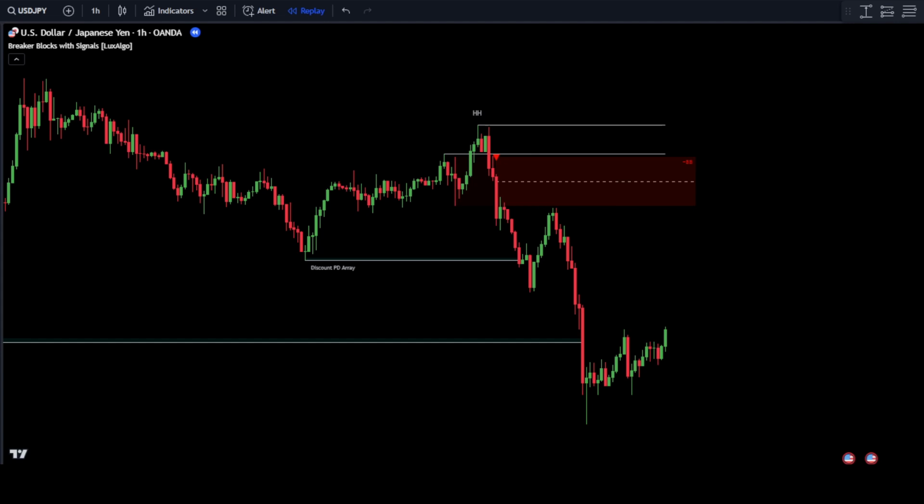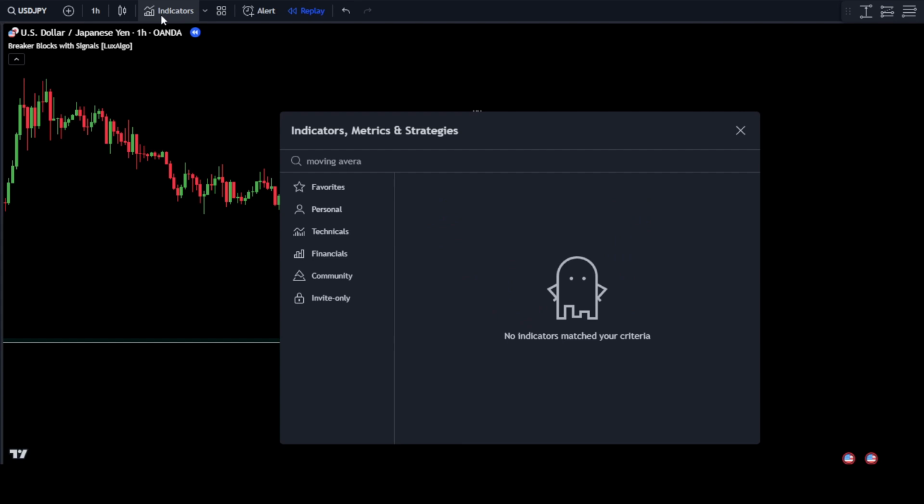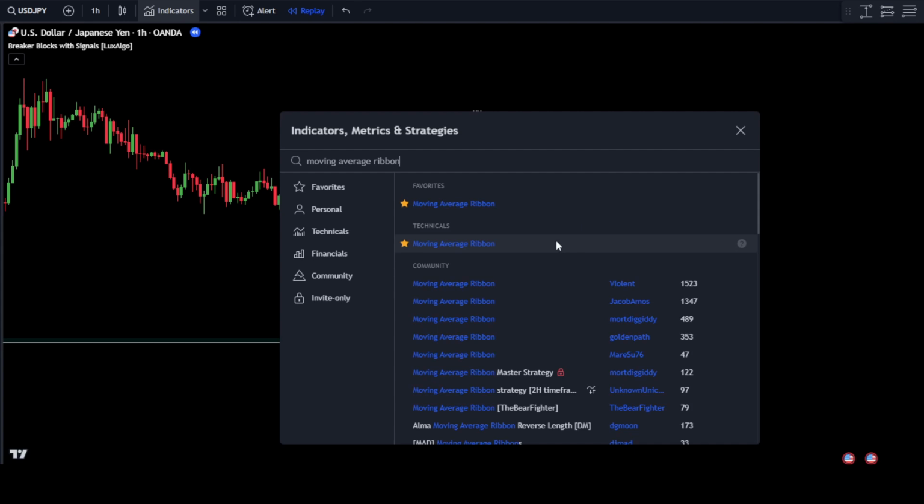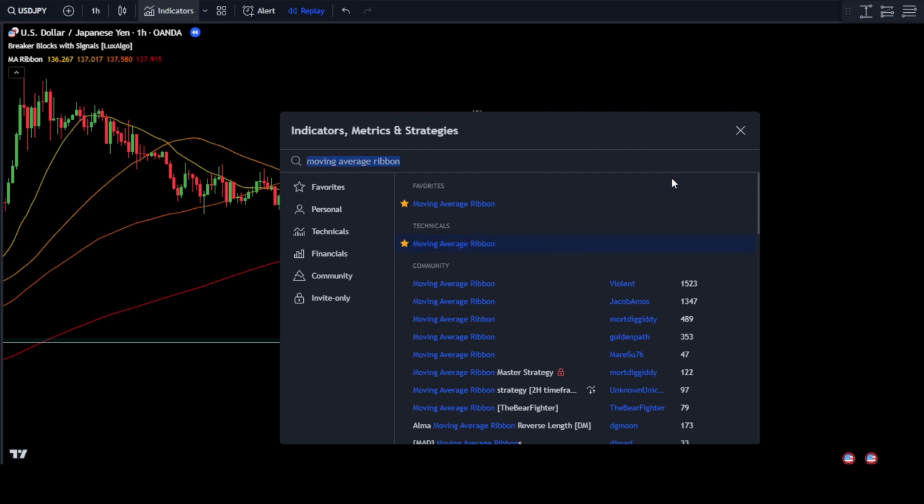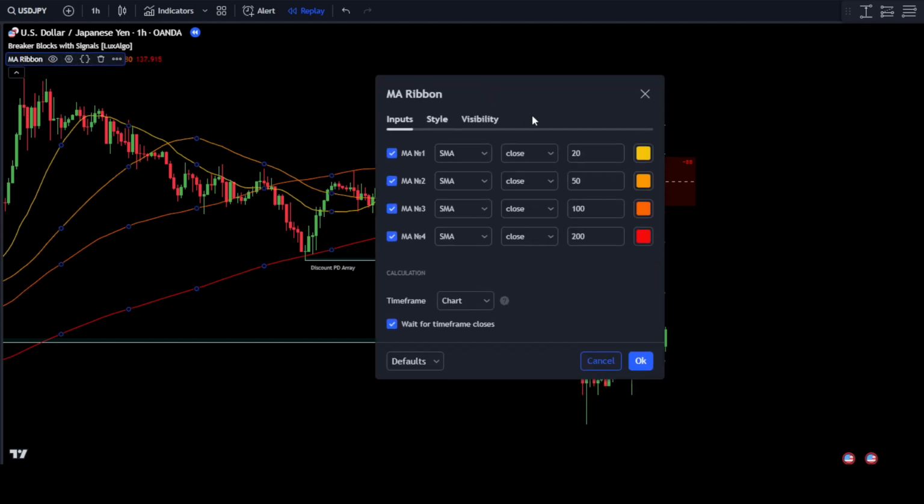Now add the second indicator that will be used as a trend guide in the market. Go to the Indicator Search tab and type Moving Average Ribbon. Then select the default Moving Average Ribbon from TradingView. Next, make some adjustments to this Moving Average Ribbon indicator. Go to the indicator settings. For EMA number 1, change it to EMA. Set the EMA length to 50. Then for EMA number 2, change it to EMA. Set the EMA length to 200. After that, deactivate EMA number 3 and EMA number 4.